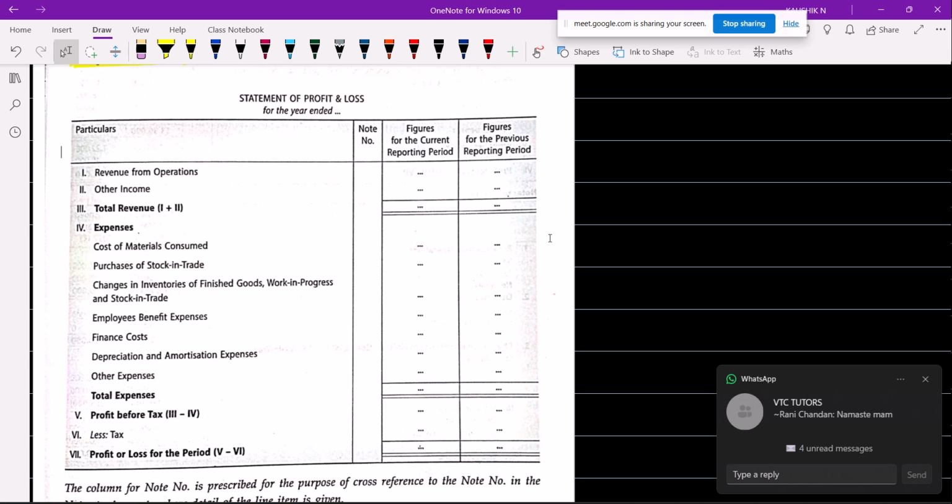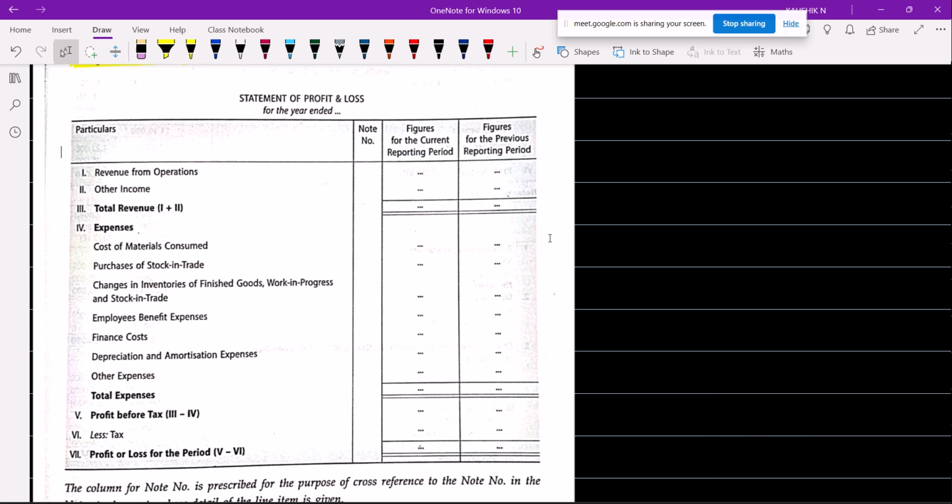Hope everyone has completed your statement of P&L, that is the income statement. Please do let me know. Completed, sir. Okay, let's wait for others also. Completed, sir. Okay, right.